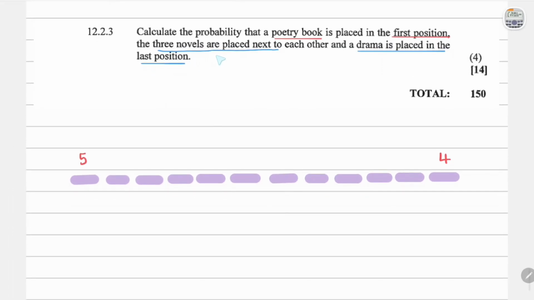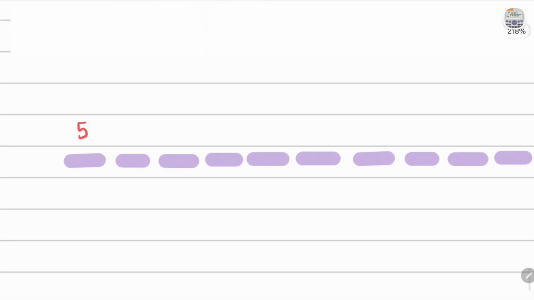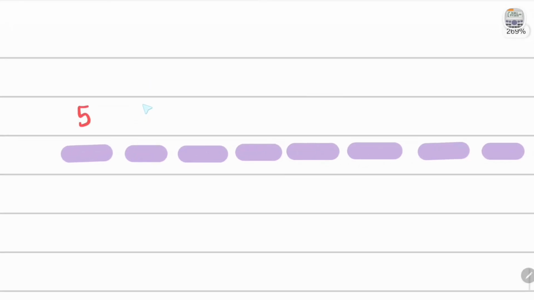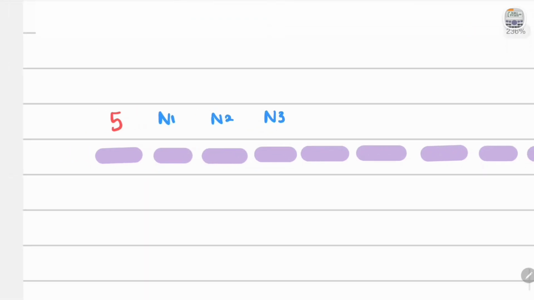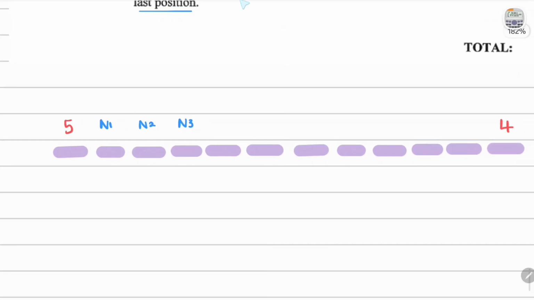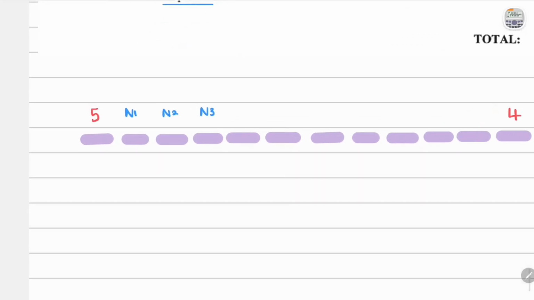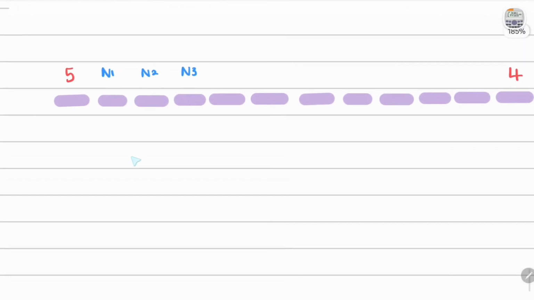And now we need to ensure that the 3 novels are placed next to each other. It does not have to be in this order, but this is just an example. So novel 1 could be here, novel 2, and then novel 3. So they'll be next to each other, and so they really just form a group. Okay, now we would have to look into that group just to see what's going on. And then we'll have the remaining placements. So let's just see how to calculate this.